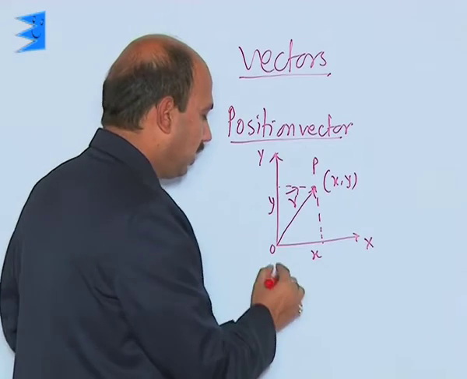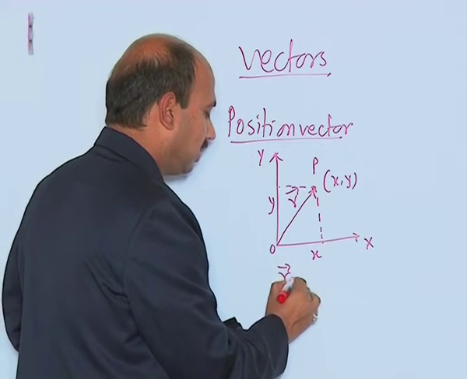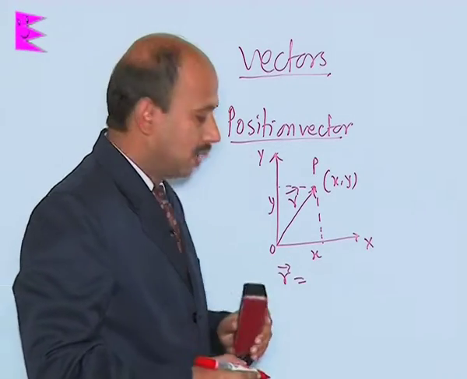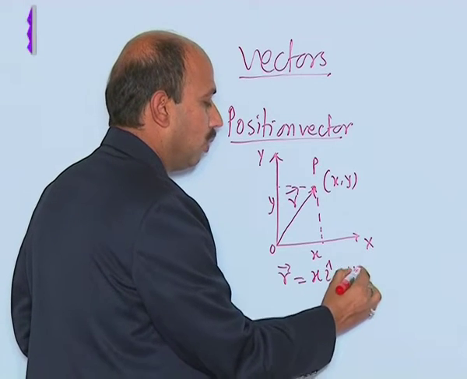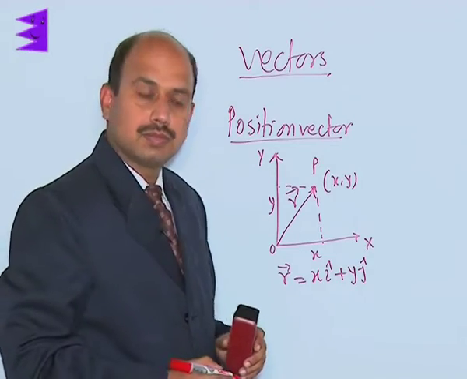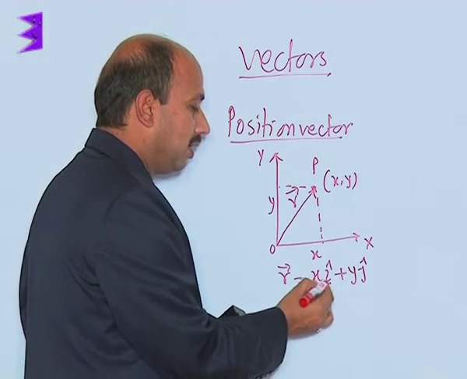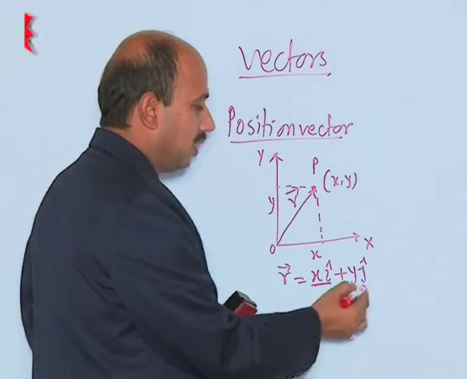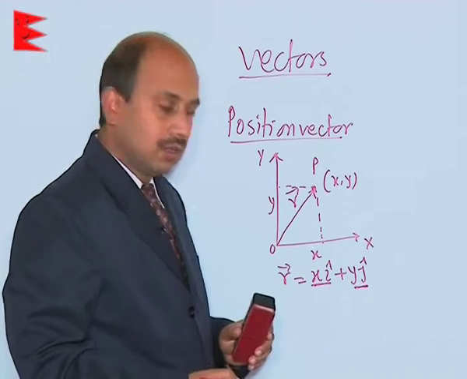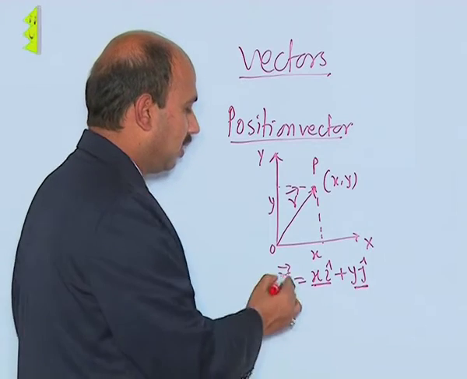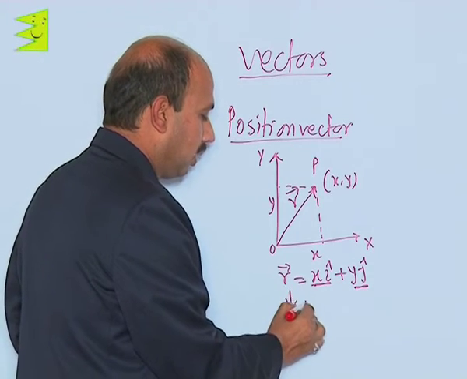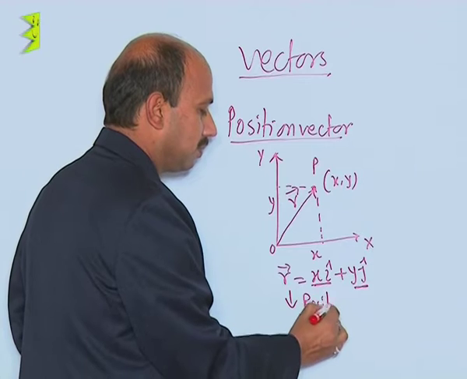In vector form we can write r vector, r is a position vector, is equal to x i cap plus y j cap. x i cap is a vector along the x axis, and y j cap is a vector along the y axis. This has become a vector by multiplying with the unit vector j cap, and this is r. So, here r is known as the position vector.